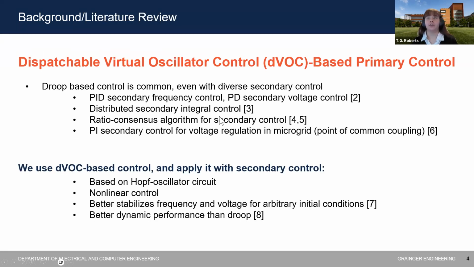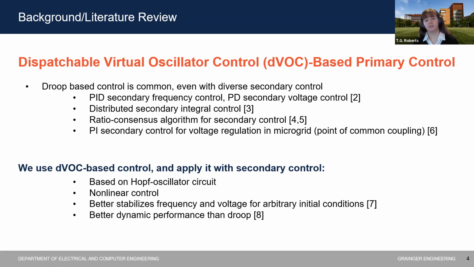As a background literature review, why have we chosen to look at dispatchable virtual oscillator controlled grid-forming inverters for the primary control? Droop is normally the one that is looked at for the primary control level, even with diverse types of secondary control. In the literature, people have done proportional integral derivative secondary frequency control, as well as proportional derivative secondary control, among many other types of secondary control. But we really wanted to look at applying these types of secondary control to the dVOC-based primary.